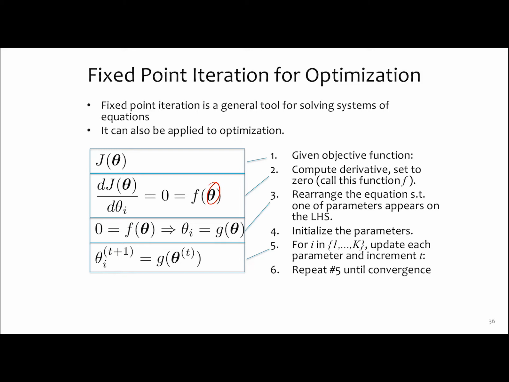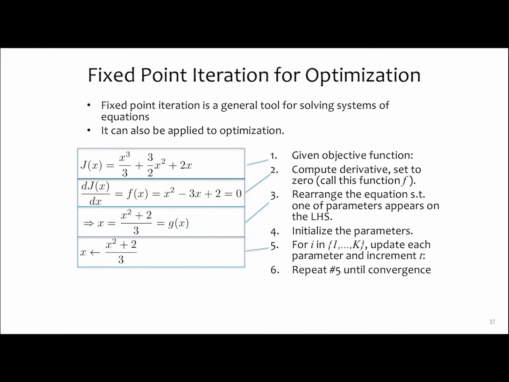You set it to the other side of the variable, and that's your fixed point. So let me give you an example. Let's say that this is a function that I want to optimize. It's a polynomial of order 3. If I take a gradient of that, it's going to get a quadratic. Of course, you know how to solve the quadratic, but let's play with this.